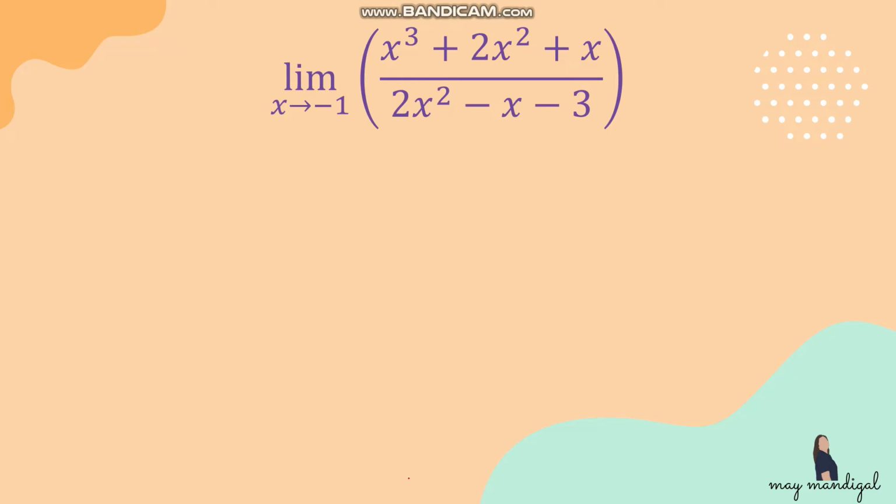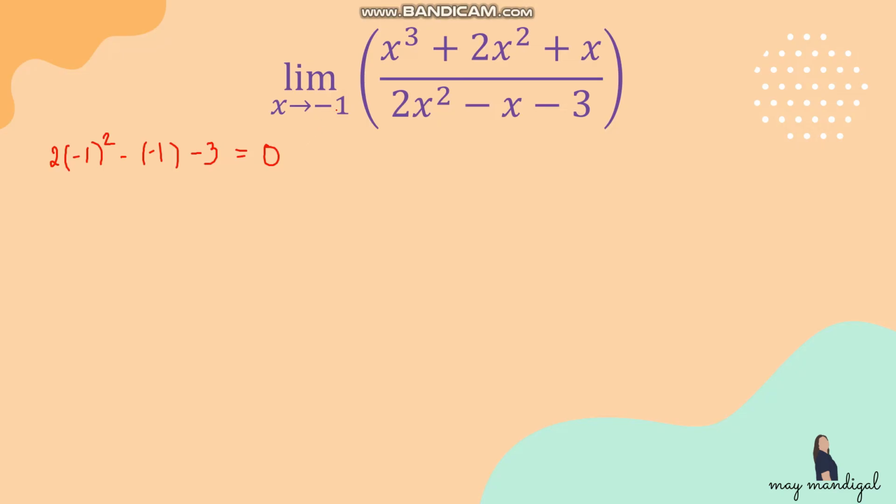So we have to identify the limit of the given rational function as x approaches negative 1. So let's check if c is part of the domain. By substituting, 2 times negative 1 squared minus negative 1 minus 3. Now if you look at this, this will be 1 times 2 is 2. 2 plus 1 is 3, minus 3, 0.